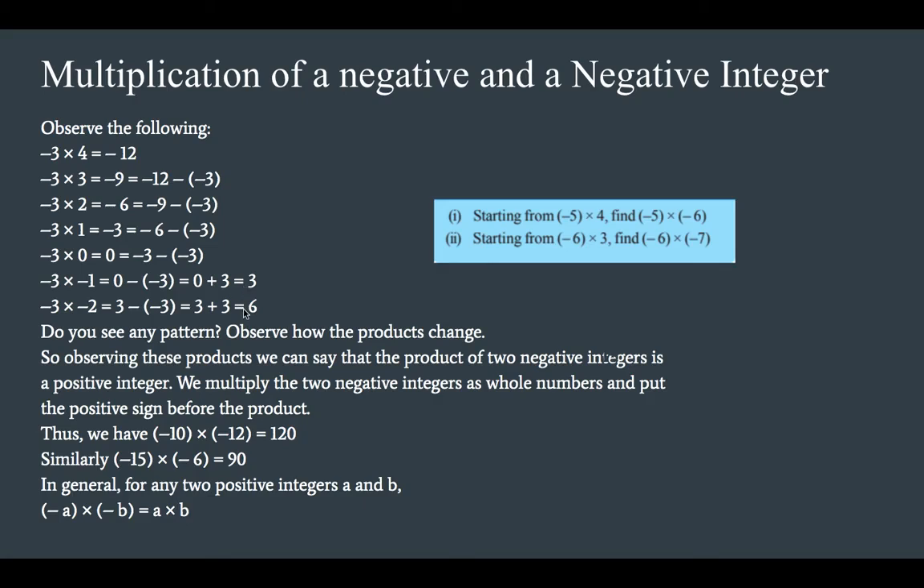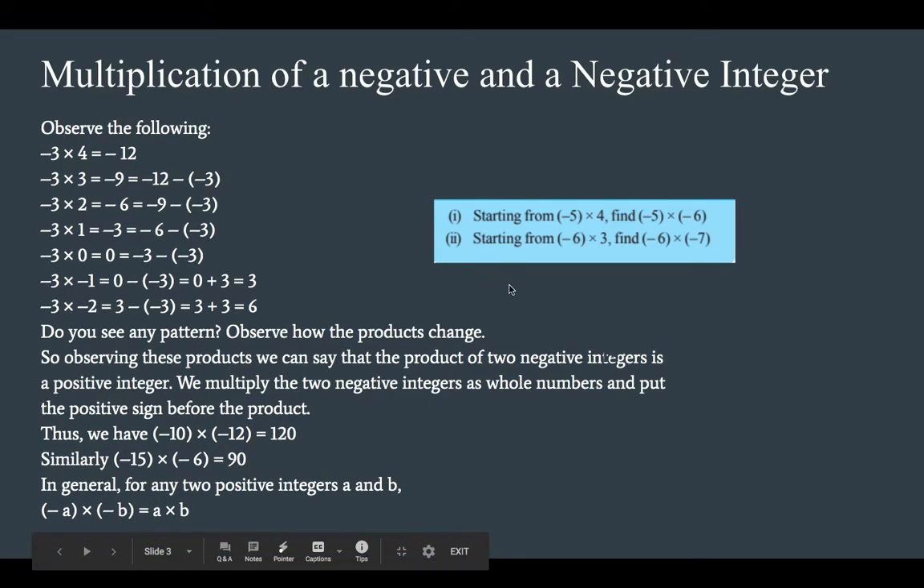So simply we can say that by observing these products, the product of two negative integers is a positive integer. We multiply the two negative integers as whole numbers and put the positive sign in front of the product. So simply negative 10 into negative 12 will be 120. Just multiply these two numbers and write a positive sign. So in general, negative a into negative b is nothing but a into b.